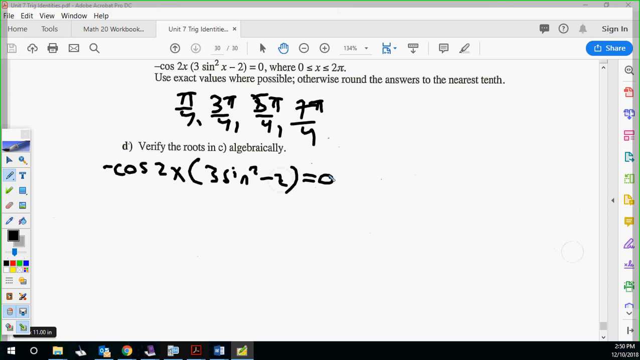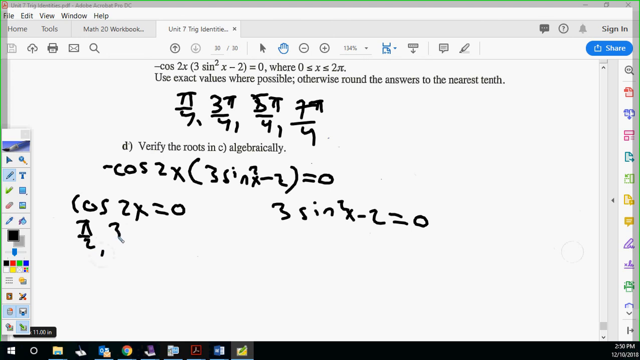So this is already factored, essentially. We want to know when cos 2x is 0, and we want to know when 3 sine squared x minus 2 is 0. So we're solving those 2 pieces. Let's just ask ourselves in general, when is cosine 0 again? Good. At pi over 2 and 3 pi over 2. But it's 2x, right? So what do we do to those values?